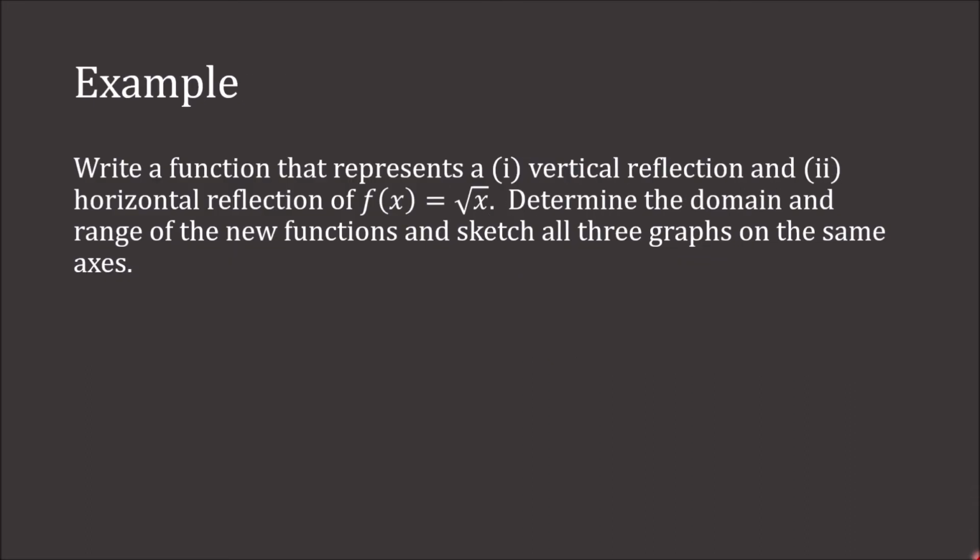So we're going to write a function that represents a vertical reflection and a horizontal reflection of the square root of x. We will determine the domain and range of the new functions, and then sketch all 3 of these on the same axes. So for the first one, we wanted a vertical reflection. So the function is g of x equals negative square root of x.